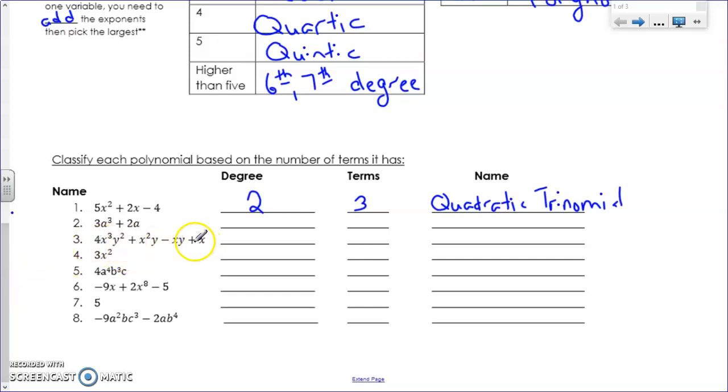All right, let's look at this one here. Since this one has more than one variable, 3 plus 2 is 5. And then 2, remember there's a 1 here. 2 plus 1 is? And then 1 plus 1 is? And then this has 1. So which one of these is highest? 5, 3, or 2? 5. So this is the 5 degree here. And then how many terms? 4. So it is a quintic polynomial.